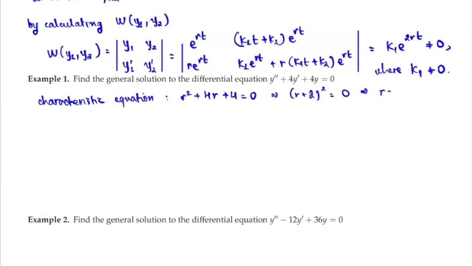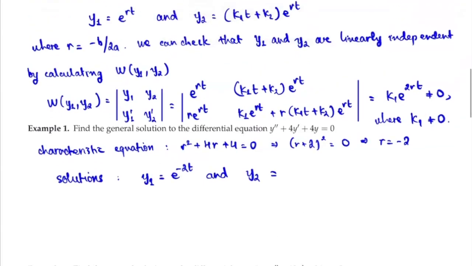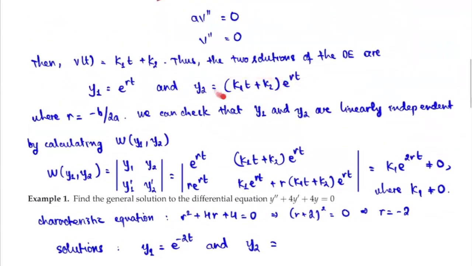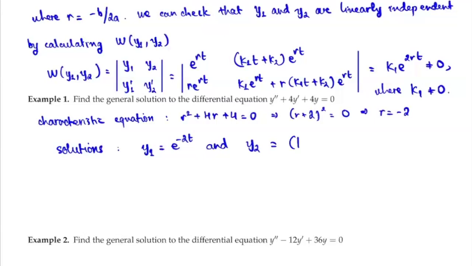Equal to 0, or r is equal to -2, and this is the repeated root. So at least you have one solution. The solutions are y1 equal to e to the 2t, and y2 is equal to (k1t plus k2) times e to the -2t, with the assumption, again, that k1 has to be different from 0.